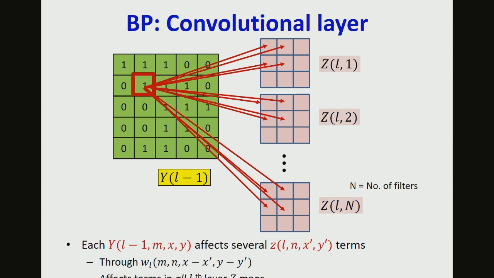So this is my Y map, and this is my Z map. When I compute this particular Z, the way I would do it is by putting this weight matrix on top of my Y map and computing an inner product. So this particular location in Y contributes to this location in Z. Which weight does it get multiplied by?